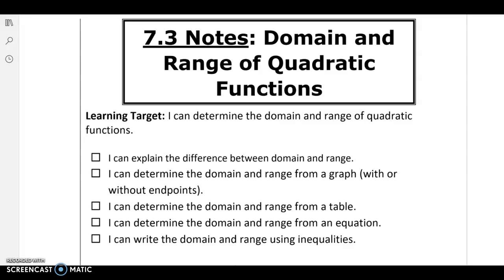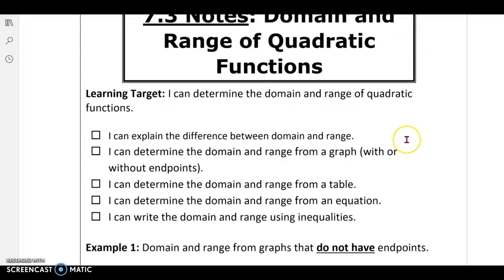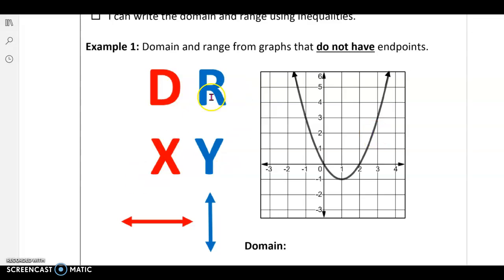Let's go ahead and look at what is the difference between domain and range. I know you've seen this visual before. If you haven't, you're seeing it again now. Domain are x's, you can see it in red. Domain are x's, range are y's. Remember, x, just like the x-axis, moves from left to right. So we're wondering how far left does our graph go and how far right does it go?